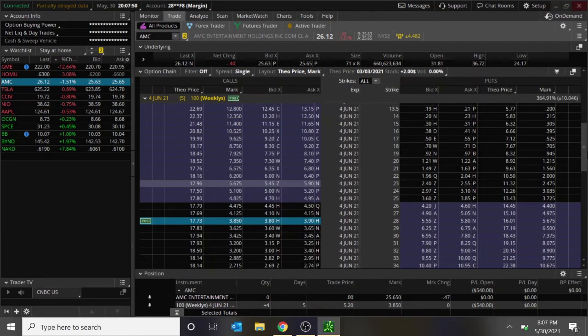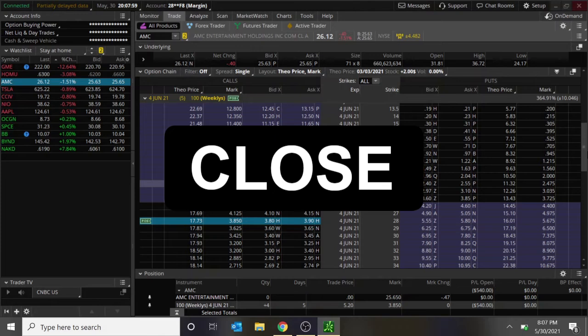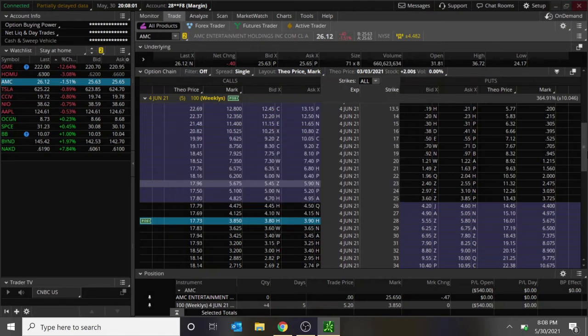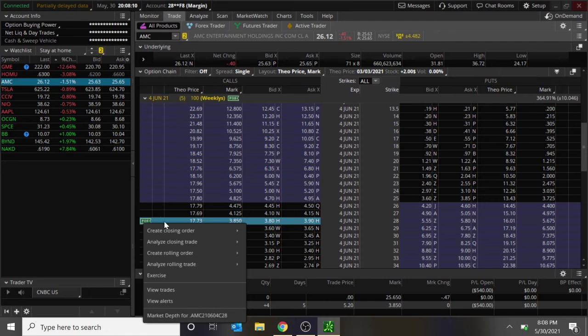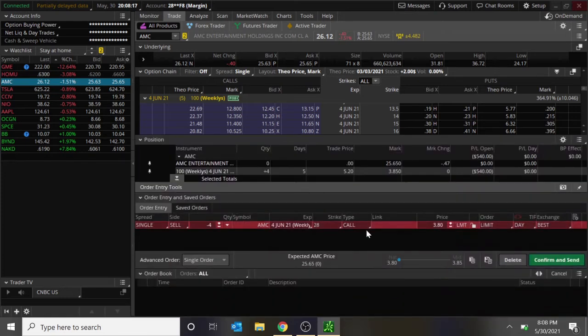Okay, and the next one, and also the last one on this list, is going to be my favorite: close. Closing an order. So this is when you finally made your money and now you want to get out of your position. All you're going to do is right click, create a closing order, and then you can sell your options. Now, whenever you're doing this, obviously you have a limit order, you could do a market order, you could do any kind of order here.